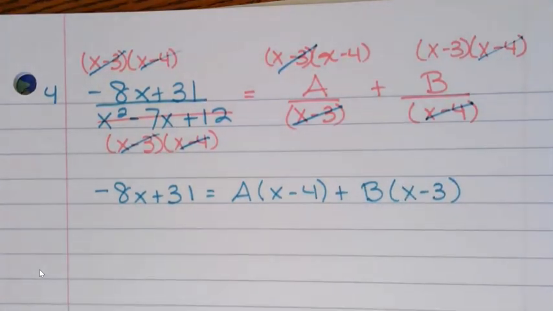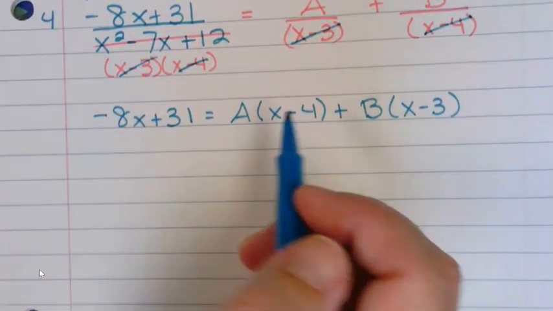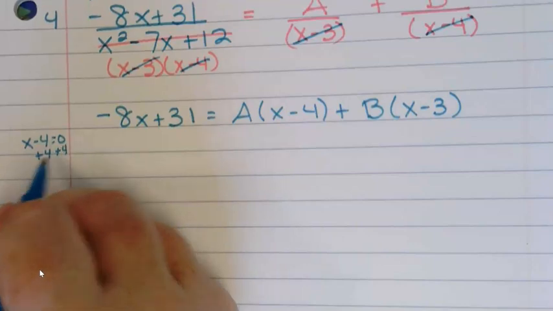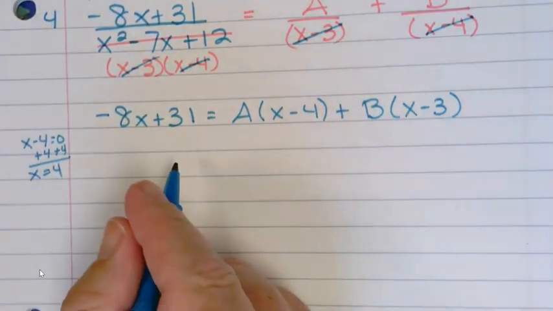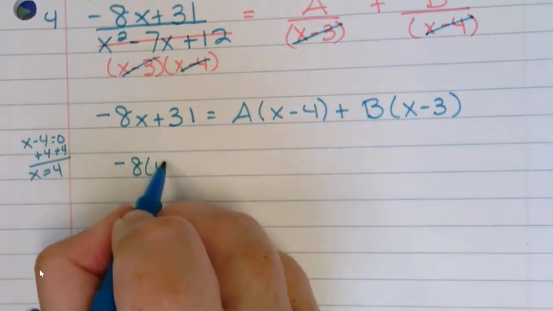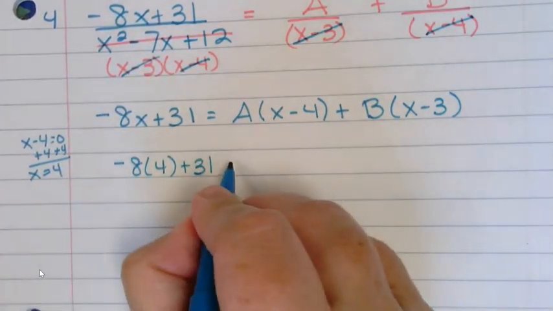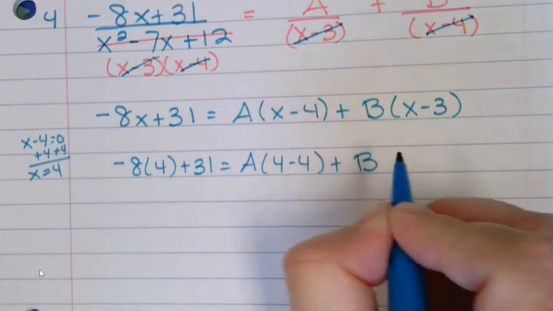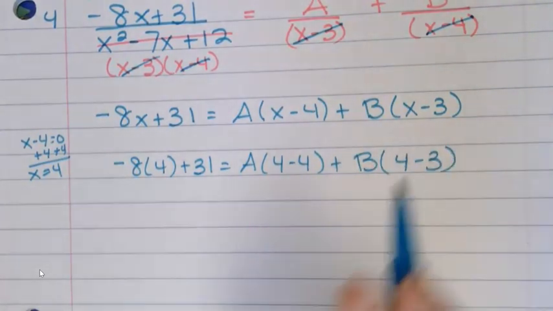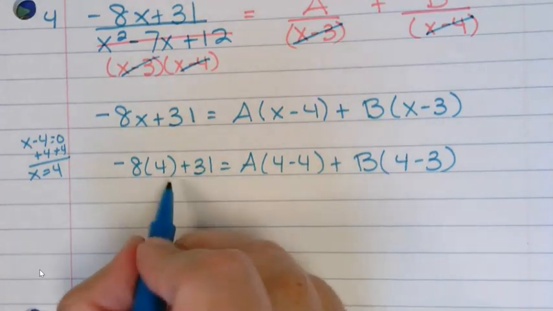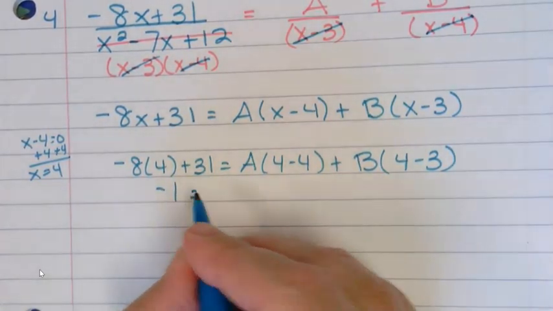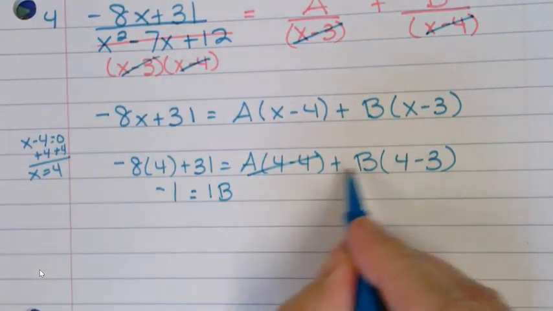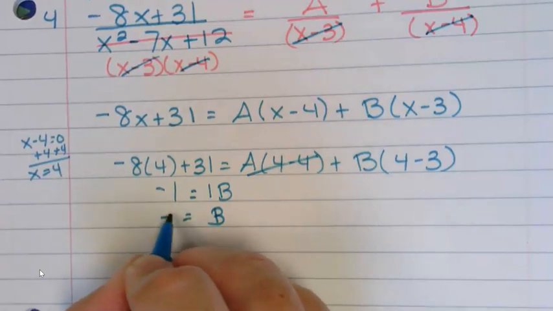Okay, and now the real fun begins. Take your x minus 4, set it equal to 0, add 4, and x equals 4. So I'm going to plug it in here. Negative 8 times 4 plus 31 equals a times 4 minus 4 plus b times 4 minus 3. So this is negative 32 plus 31, so negative 1. That cancels, and 4 minus 3 is 1b, so b equals negative 1.